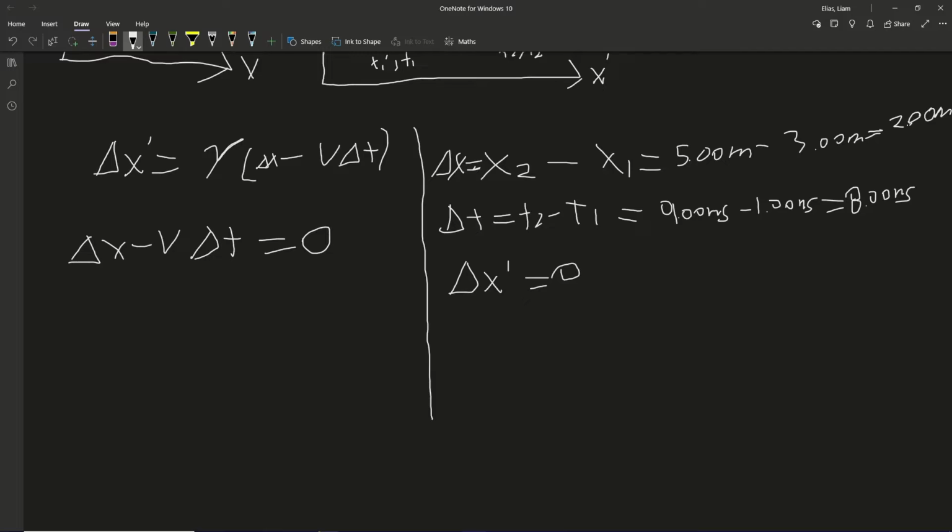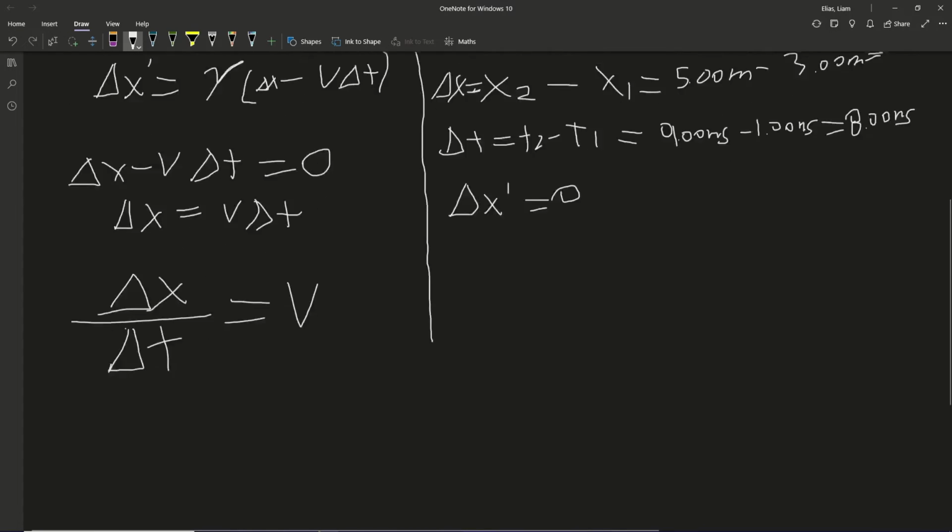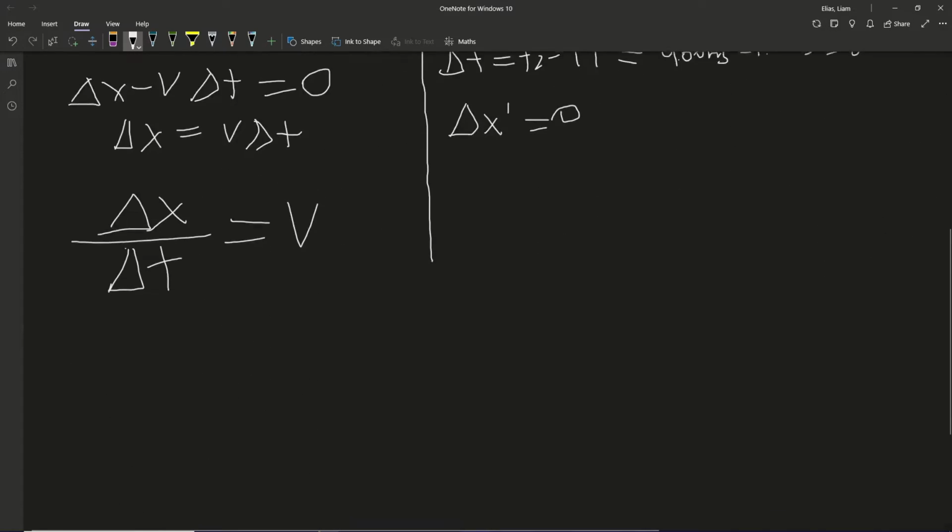Now we have a fairly simple equation to solve. All we have to do is isolate v and solve for it. So we can just put delta x is equal to v times delta t. All we did here is just move it over, right? Add on this side, add on this side. And then we can divide by delta t to isolate v. So delta x divided by delta t equals v. And we have both these values. We figured them out right here.